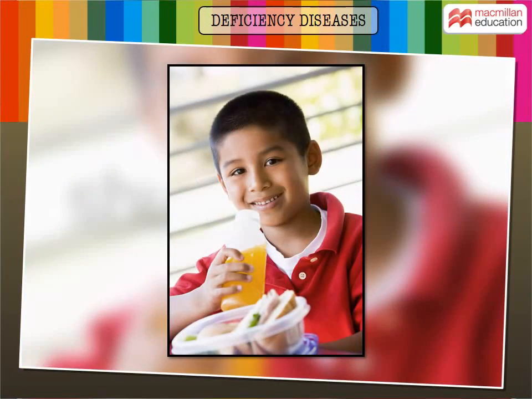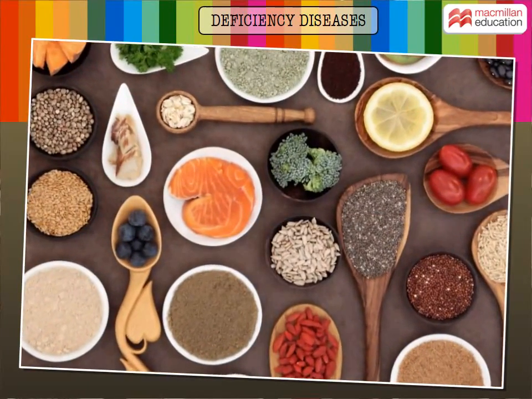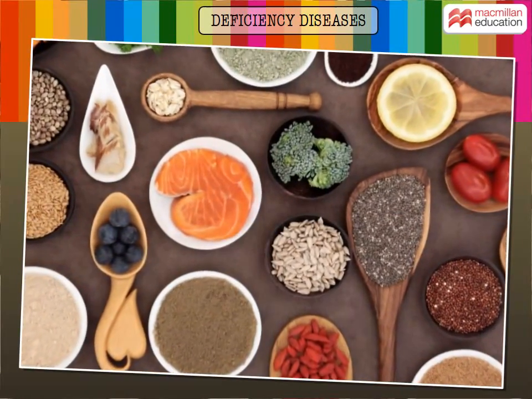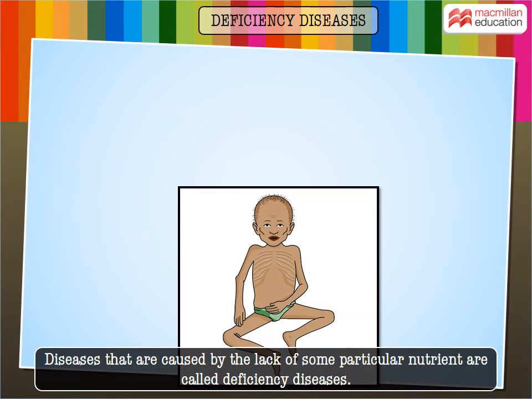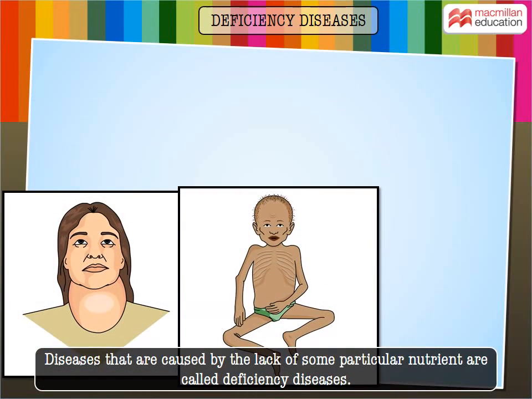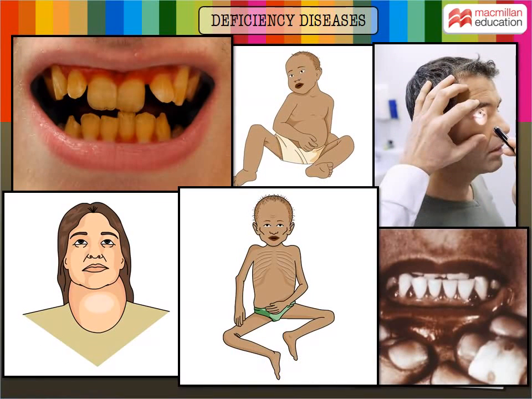It is very important to eat the right kind of food. Food has nutrients which help our body perform various functions. When the body does not get the right amount of certain nutrients, we fall sick. Diseases that are caused by the lack of some particular nutrient are called deficiency diseases. Let us now learn about some of the deficiency diseases along with their causes and treatments.